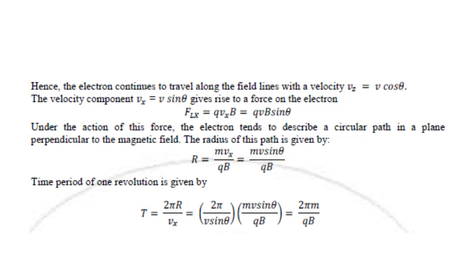2 pi r upon Vx. Why Vx only? Because the other component will not affect it, so we have taken only one component. If we take this component and put in the values, Vx can be written as V sin theta, and R can also be written as mV sin theta upon qB. Again, this will cancel out and we are left with 2 pi m upon qB.